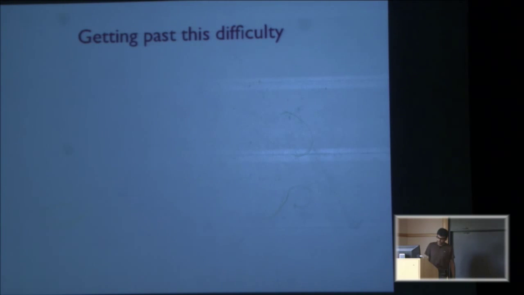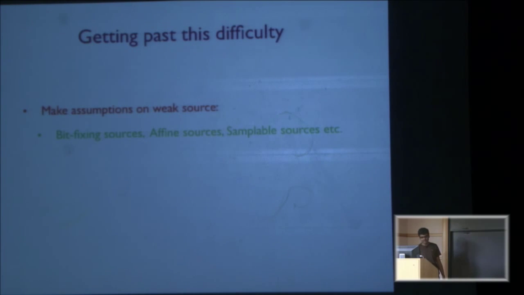So how do we get past this difficulty? One way is maybe to make assumptions on the weak source. In this direction, there has been a long line of work. There are bit fixing sources, where you assume that there is a good subset of coordinates where each bit is independent and uniform. Or maybe look at affine sources, where the weak source is actually an affine subspace. Or samplable sources, where the source is output by some reasonable model of computation, like polynomial size circuits.